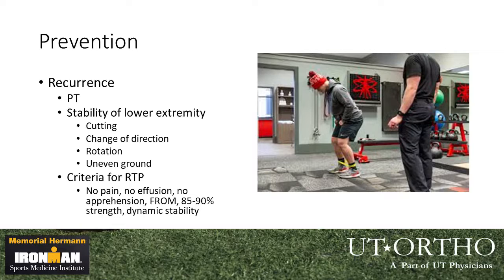You want to stabilize that lower extremity, especially for cutting sports, anytime they're changing direction, rotating around that knee, or participating on uneven surfaces. Our criteria for return to play include no pain, no effusion, no apprehension, full range of motion, strength 85 to 90% of the contralateral extremity, and the ability to demonstrate dynamic stability of the knee.